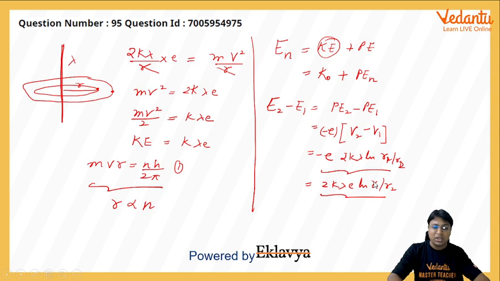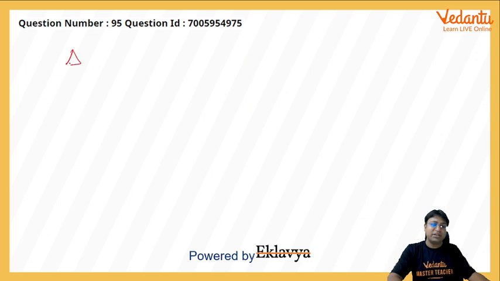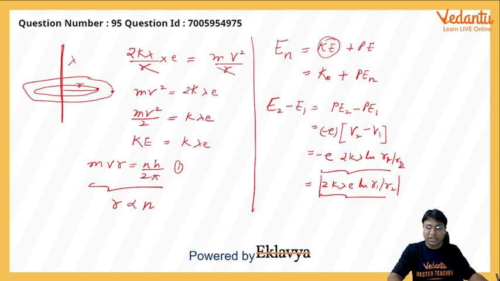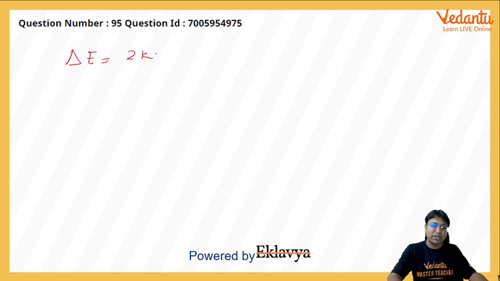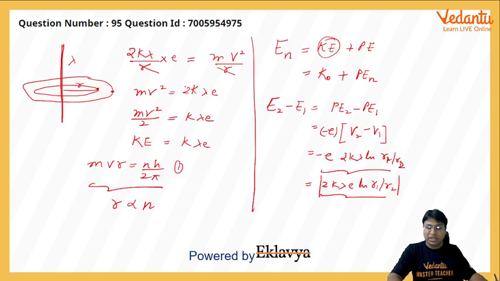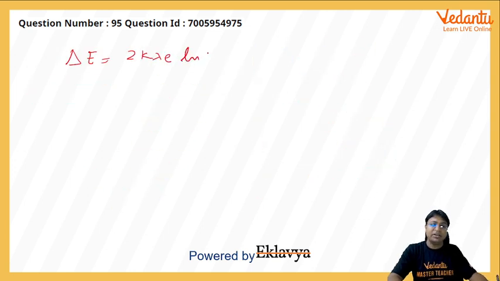equal to 2. Let's just take the mod here, guys. I think R1, R2 is bothering me. So let's just take the mod here because we know that we are interested in calculating the magnitude. So the energy that will be liberated because of the transition can be written as 2k lambda E ln 2.